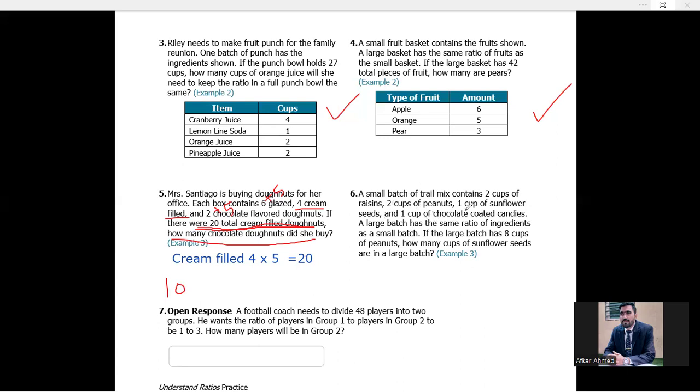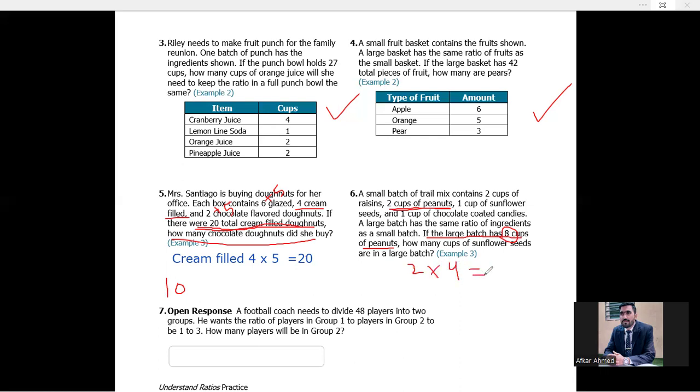All the things are given here: 2 cups of raisins, 2 cups of peanuts, 1 cup of sunflower, 1 cup of chocolate. Everything is given here. We just need to check what we require. Here it is mentioned that the large batch has 8 cups of peanuts. So we will find where the peanuts cup is. We can see here 2 cups of peanuts. And how many do we require? 8. So if I multiply 2 by 4, I get 8. So 2 times 4 will give me 8.